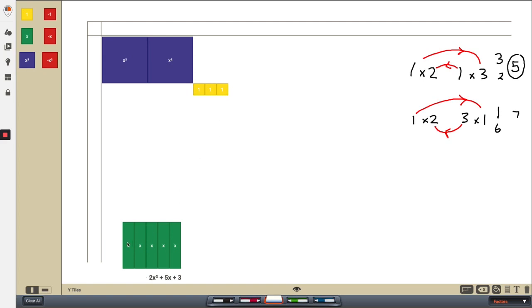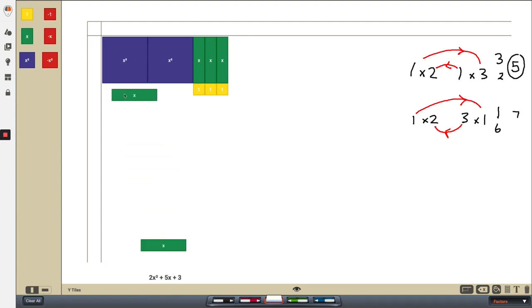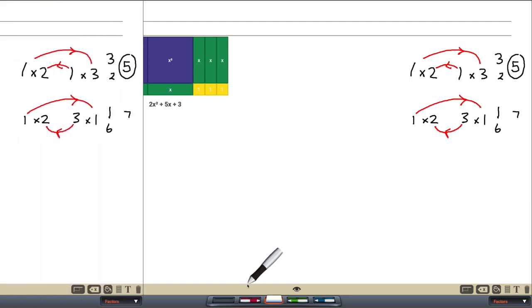And then we can fit 1 by 3, 3 of the x tiles into there. And the space below is 1 by 2, so we can fit the other 2 x tiles there, except we'll have to turn them sideways. There we go, so we factored it, we've made it into a rectangle.